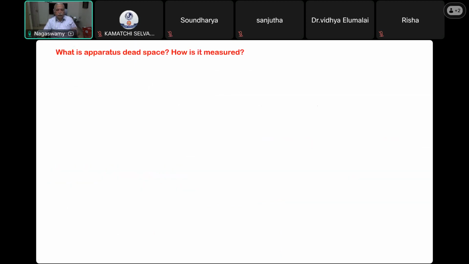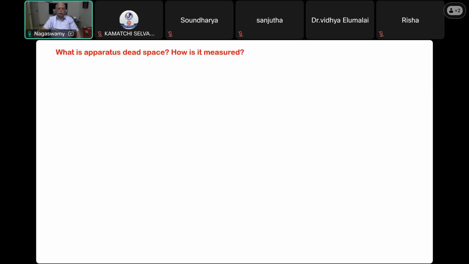What is apparatus dead space? This is one of the important points from a practical point of view also. It is the amount of gas which does not take part in ventilation, which is occupied in the apparatus by adding extra. So how is it measured? At what points do you have to measure the volume?